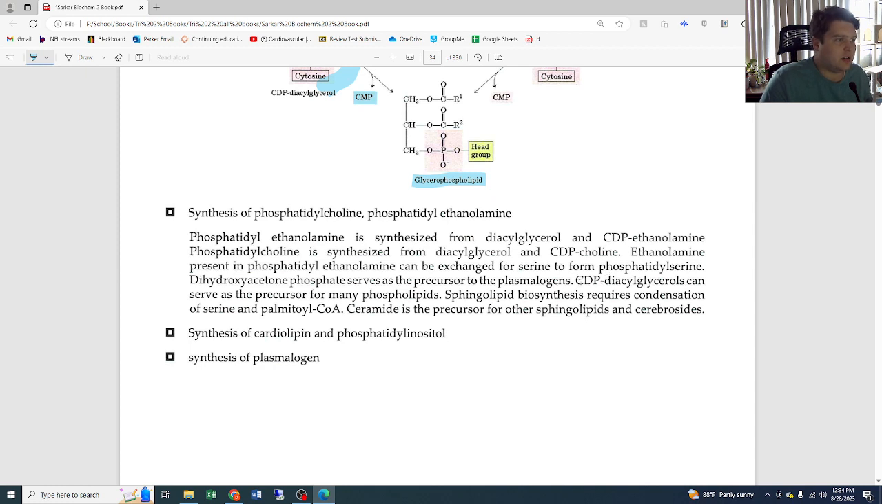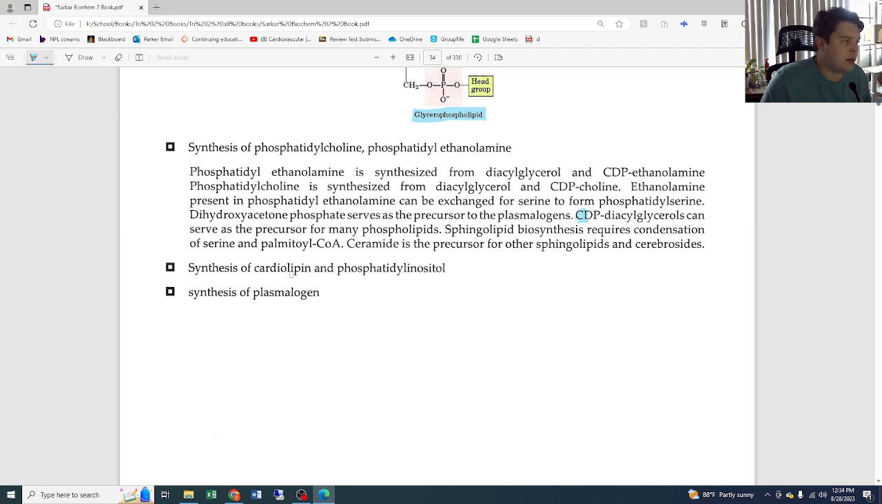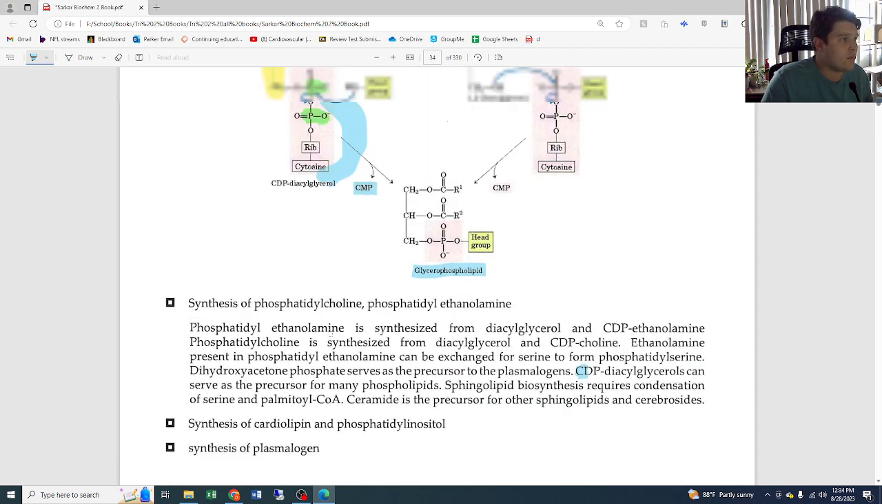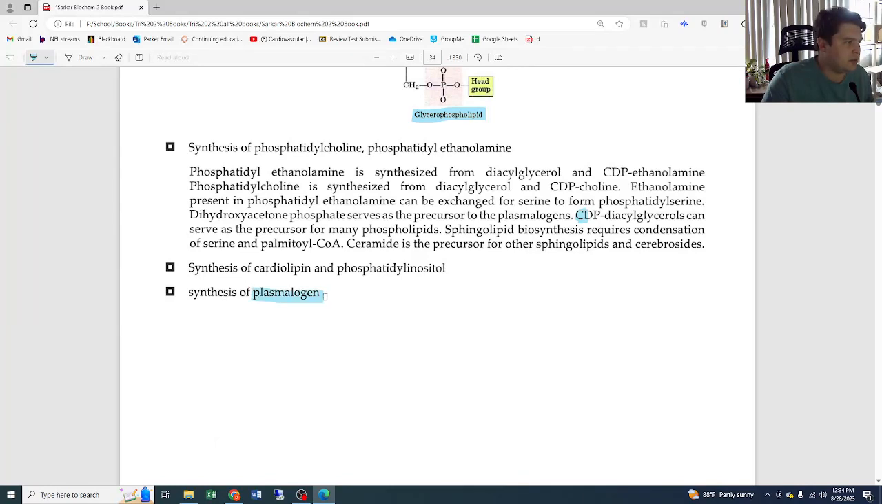Okay, so CDP, just continue right here, CDP diacylglycerols can serve as the precursor for many phospholipids. Sphingolipid biosynthesis requires condensation of serine and palmitoyl-CoA. Ceramide is the precursor for other sphingolipids and cerebrosides. Synthesis of cardiolipin and phosphatidylinositol, and synthesis of plasmalogen. So we know what the plasmalogens do. Let's take a second for the cardiolipin.